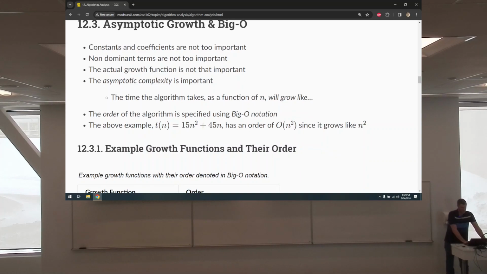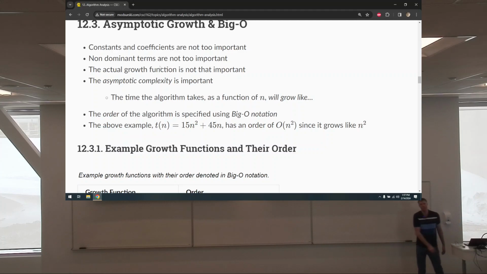So constants and coefficients and things that are dominated, we don't care about. The actual growth function is not important. We care about the asymptotic growth function. What does our growth function grow like? The time the algorithm takes as a function of n will grow like, in our particular example, n squared.